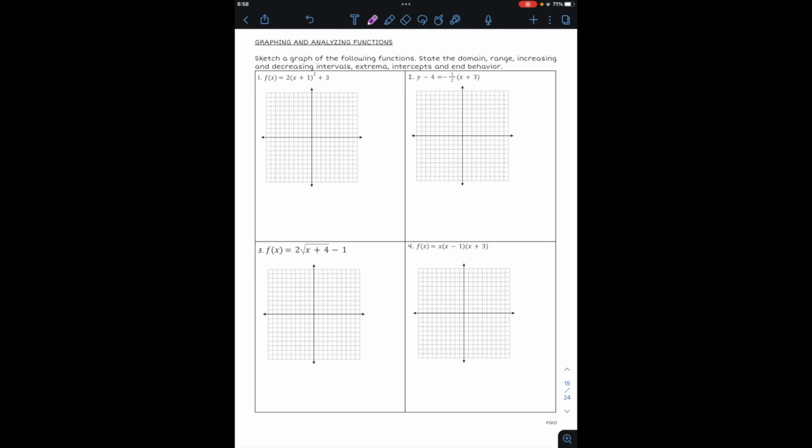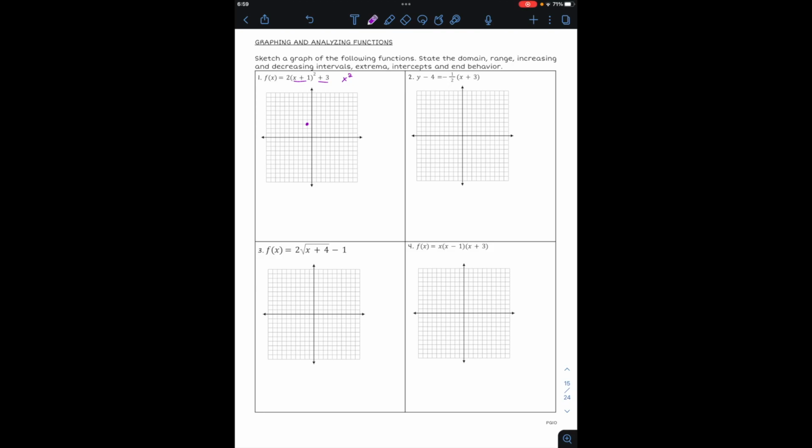So the first one, we have 2(x+1) squared plus 3. So this is a quadratic, and you usually want to reference the parent function when thinking about how we graph. So the parent here would be x squared. So if we think about the parent, and we think about the transformation that occurred, our vertex is now going to be at (-1, 3).